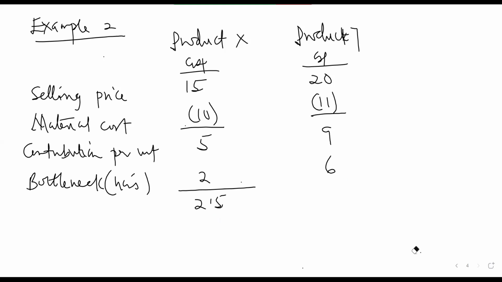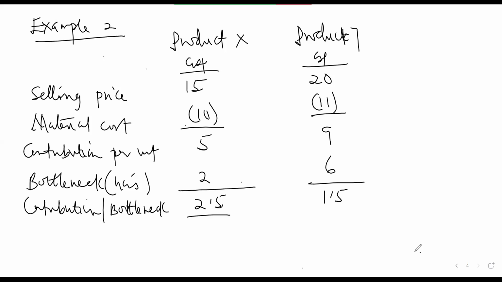Okay. So which of these are we going to be producing first? Which one will be produced first? Product X. Okay. So we have the contribution per the bottleneck. So we rank. You now do the ranking. So this will be first, and this will be second. Okay. So let's now go to the product mix, the optimal product mix.